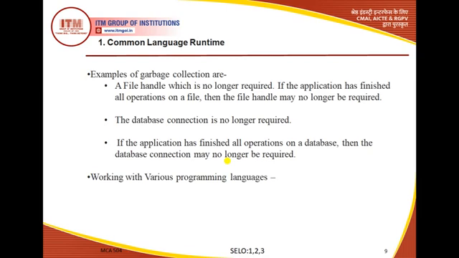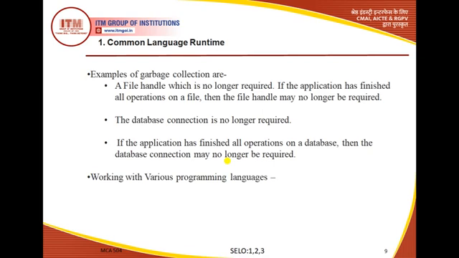CLR is basically responsible for garbage collection. What it does is free up the space which is no longer required, and make that space available for new variables that require it. This garbage collection will definitely help the new programs and new variables, because the space will be freed up. It is mainly done to free up space and make memory available to the new variables in the coming application.